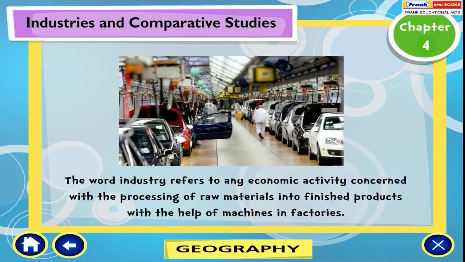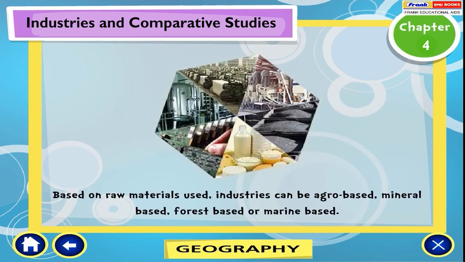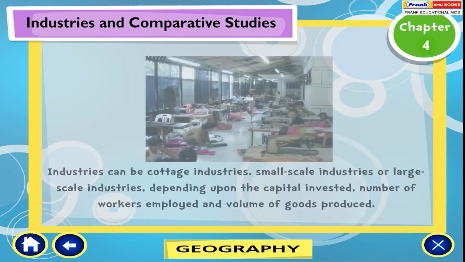Industries. The word industry refers to any economic activity concerned with the processing of raw materials into finished products with the help of machines in factories. Industries can be divided into three main types: primary industries, secondary industries, and tertiary industries. Based on raw materials used, industries can be agro-based, mineral-based, forest-based, or marine-based.